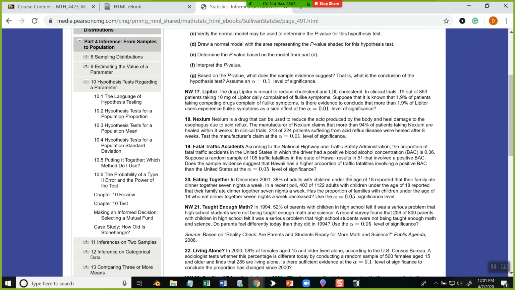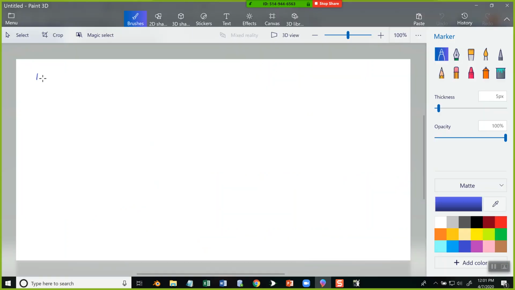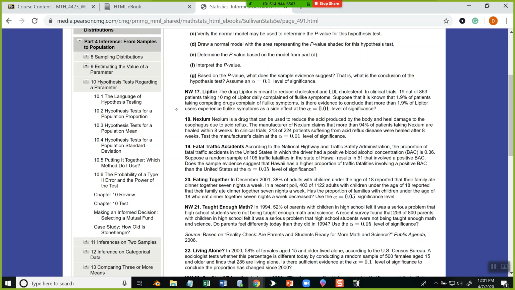I'm gonna look at number 18, Nexium. Nexium is a drug that can be used to reduce the acid produced by the body and heal damage to the esophagus due to acid reflux. Now, reduce kind of implies less than, but let's read on. The manufacturer of Nexium claims that more than, I was wrong, more than 94%.